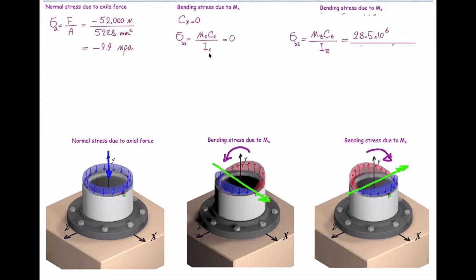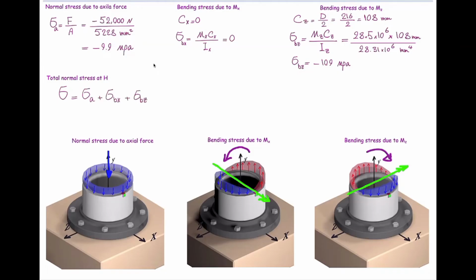All right, I'm going to plug in the values of moment, I, and c. Remember that I will not carry over the sign of the moment because I have already determined the sign based on the direction of the moment acting on the section. The total bending stress at that point would be equal to negative 109 megapascal. All right. How much would be the total normal stress at that point? Total stress is the sum of the axial stress plus the bending stress about the x and z direction. So adding the values results in 119 megapascal compressive.